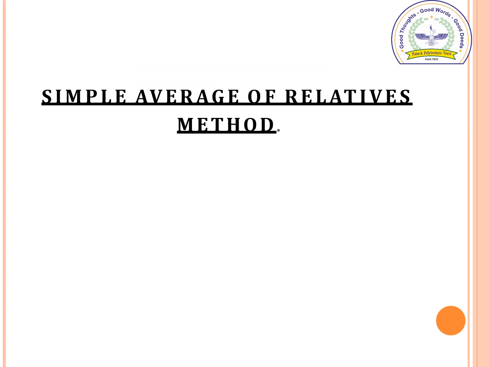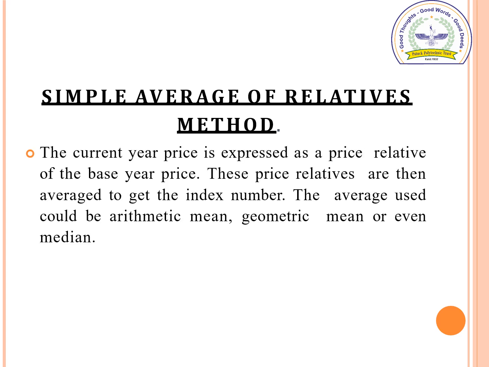Now we will see simple average of relatives method. The current year price is expressed as a price relative of the base year price. These price relatives are then averaged to get the index number. The average used could be arithmetic mean, geometric mean, or even median. Formula for simple average of relatives method is summation of P1 upon P0 into 100, totally divided by n.